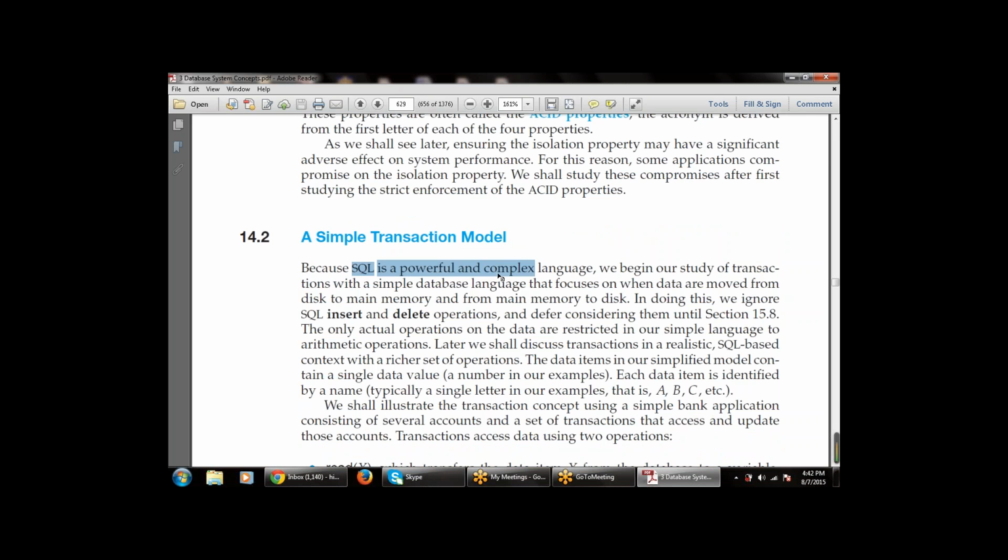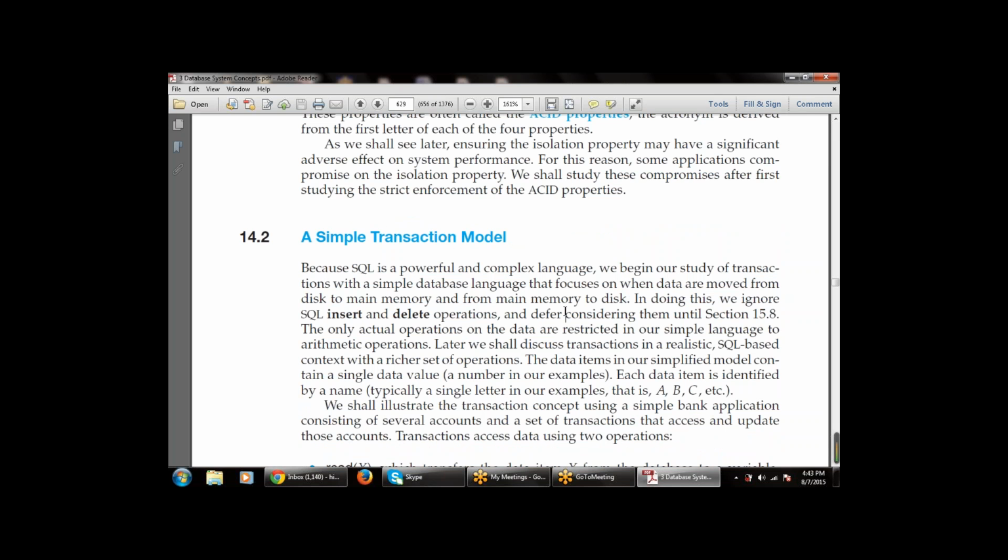Because SQL is a powerful and complex language, we begin our study of transactions with a simple database language that focuses on when data are moved from disk to main memory and from main memory to disk. In doing this, we ignore the SQL insert and delete operations. So for the simple transaction, we are ignoring two operations, the insert and the delete operations. The only actual operations required on the database are restricted in the simple language to arithmetic operations.